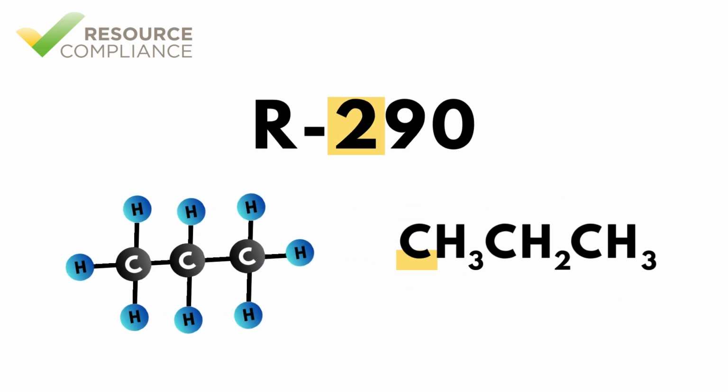The third digit to the right, or in the hundreds place, is 1 less than the number of carbon atoms in the compound. Propane, which has a refrigerant number of R290, has a 2 in the hundreds place, which means that the compound has 3 carbon atoms.